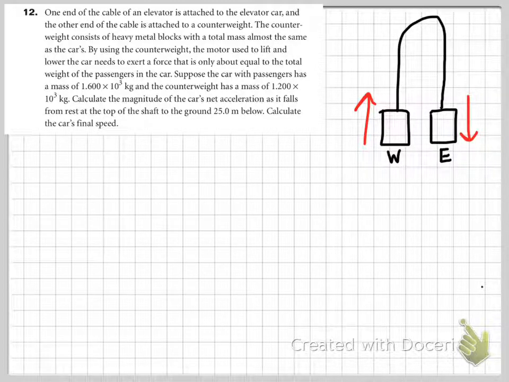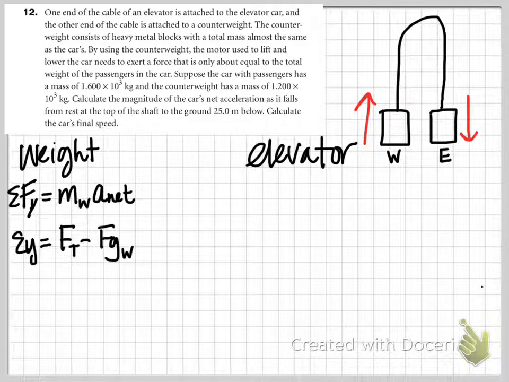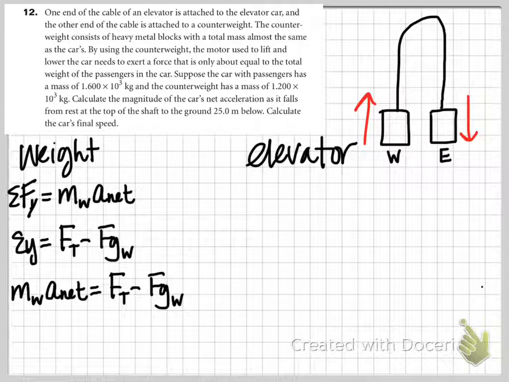So the important thing to know is that, first of all, we have to consider these two objects independently. So we're going to write a set of equations for the weight and a set of equations for the elevator. Let's start with the weight. It is true that on the y-axis, and that's all we're dealing with here, the mass of the weight times the net acceleration of the weight is equal to the net force on the y. It's also true that on the y-axis, the force of tension minus the force of gravity is equal to the net force on the y. So we can, of course, set those equal to one another, and we get mass of the weight times net acceleration equals force of tension minus force of gravity for the weight.